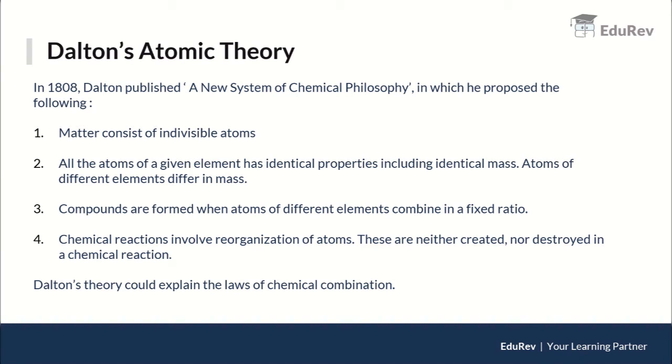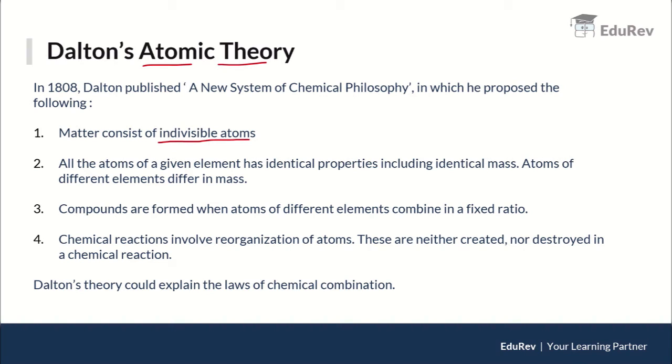Let us now understand Dalton's atomic theory. So this theory could explain the laws of chemical combination. Some of the key postulates of this theory: number 1, matter consists of indivisible atoms. So atoms cannot be divided further. However, this theory was later proved to be wrong as we go on and study in the chapter called structure of atom. But till now, you should understand this, that as per this theory, matter consists of indivisible atoms.